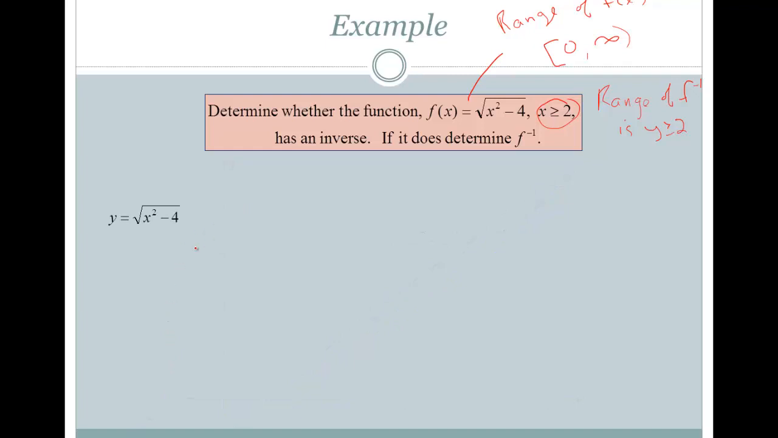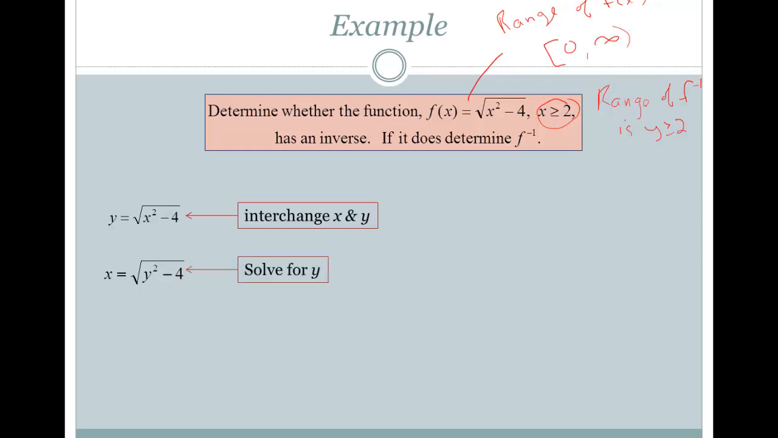I say y is equal to the square root of x squared minus 4. Next step, they tell us to switch x and y. So if I switch x and y, that's what I have. Now we're supposed to solve for y. So first step, if I'm going to solve for y here, is to square both sides. Now I'll bring the 4 over and take the square root, and you should see that I get y is equal to the square root of x squared plus 4.